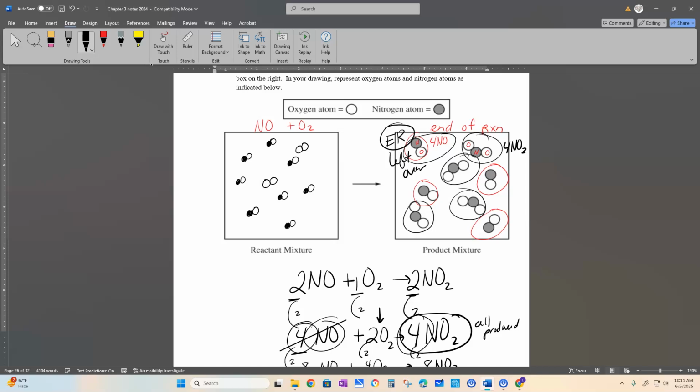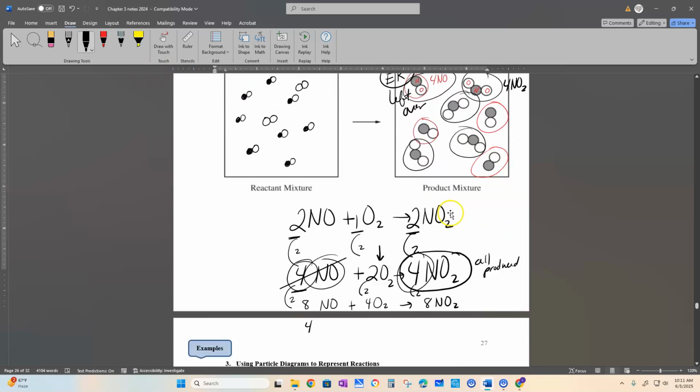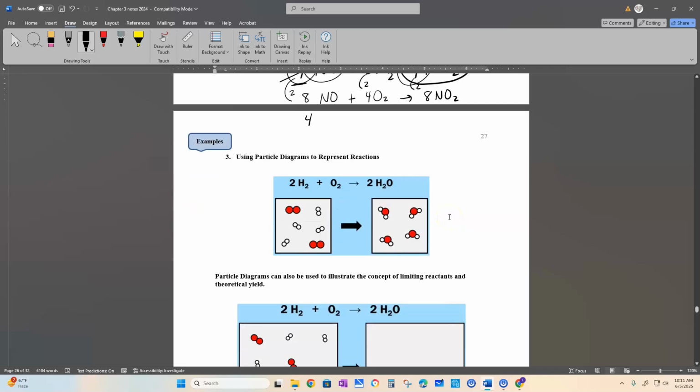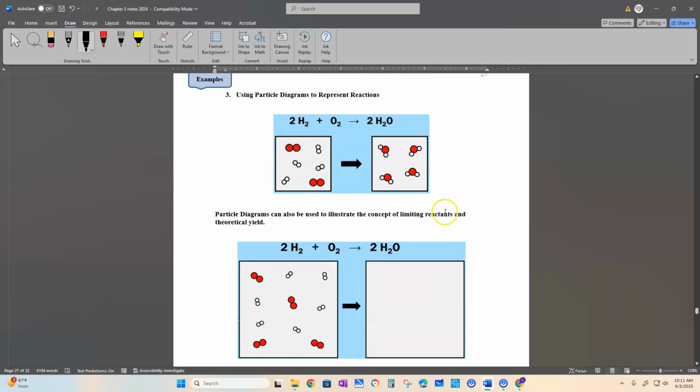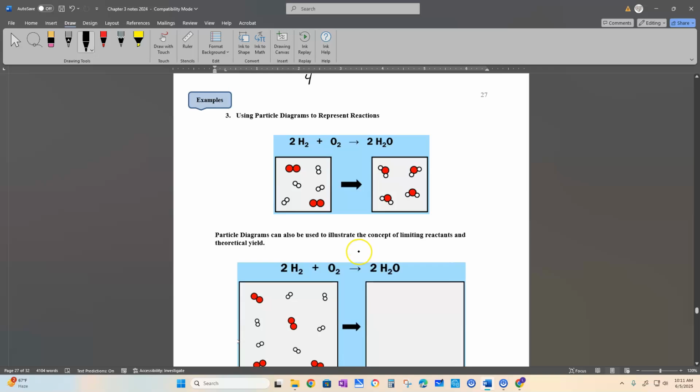And there you go. Okay. Let's try another one, because I know you guys can plug and chug, but can you do it with a particle diagram? Particle diagrams are used to represent the reactants and the products.